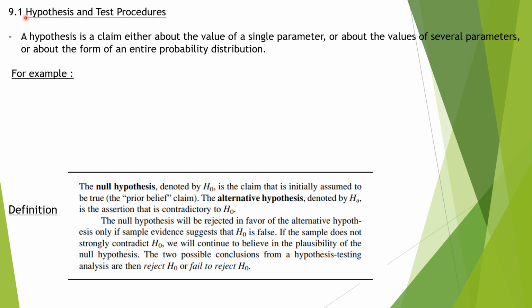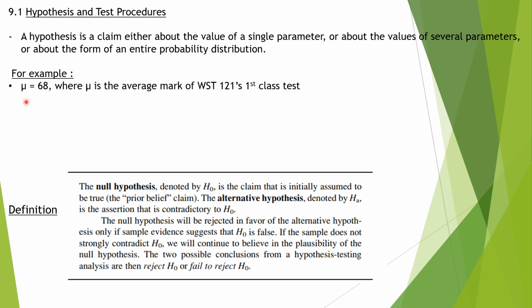We'll start off by looking at section 9.1, which is about hypothesis and test procedures. Now, a hypothesis is a claim either about the value of a single parameter or several parameters, or about the form of a probability distribution. So for example, I can say that X follows a binomial distribution or it follows a normal distribution.